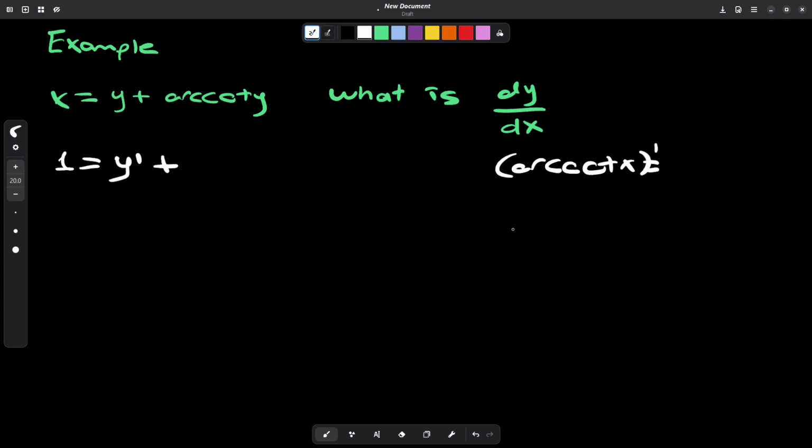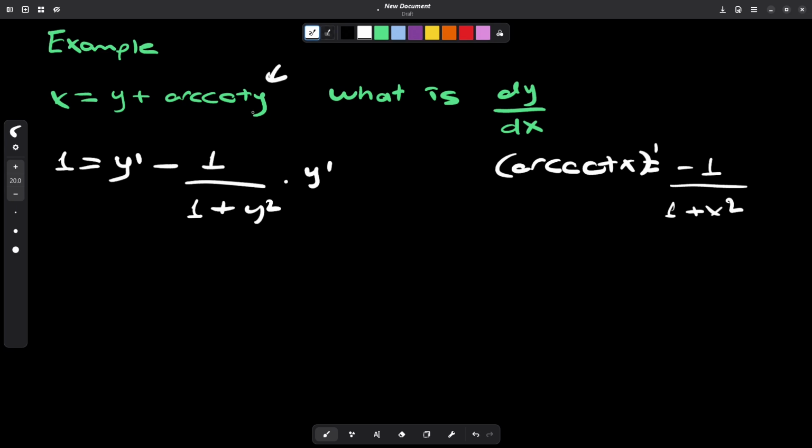We learned in our inverse trigonometric function derivatives videos, this is equal to negative 1 over 1 plus x squared. But since this is y, we are differentiating an implicit form. This will be negative 1 over 1 plus y squared multiplied with y derivative. Why? Because inside we assume y is a function of x. I want to leave y derivative alone. 1 is equal to y derivative.